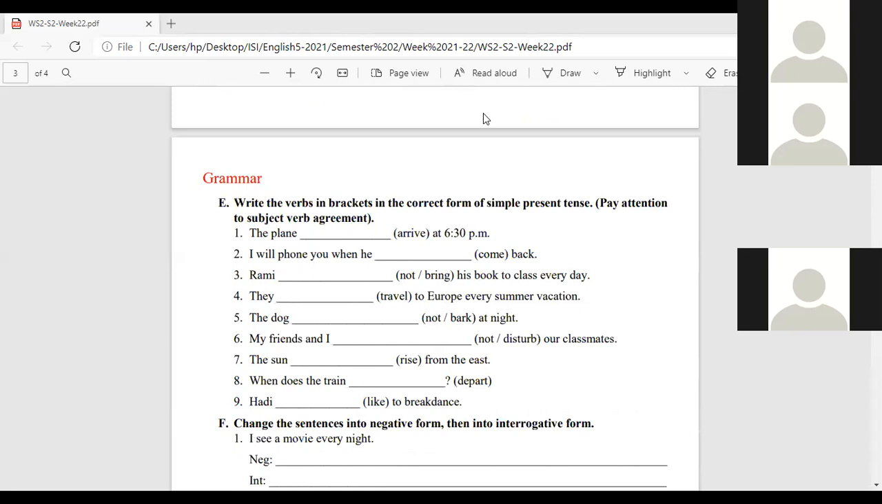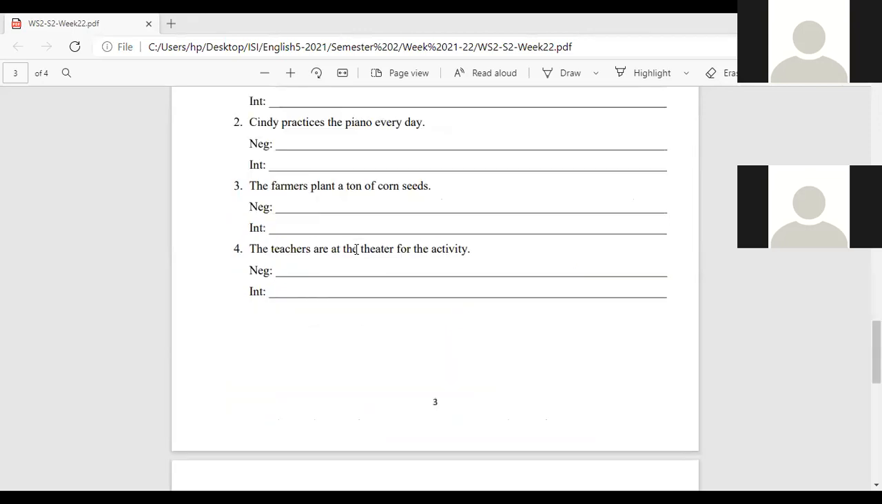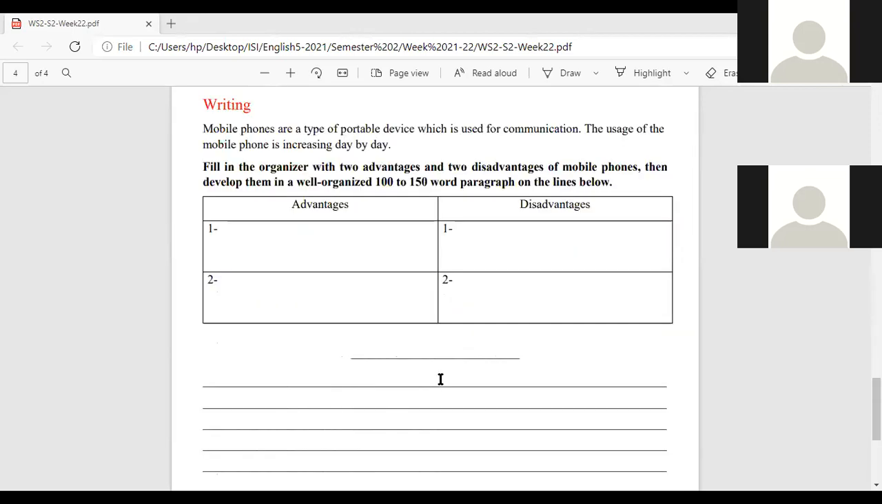questions are found in the ISI booklet. I told you if you want, you can solve them in your booklet, okay? So please, guys, start working on Sunday, start working on this worksheet. You have till next Thursday to correct it together, okay? And please do not forget to submit the writing part.